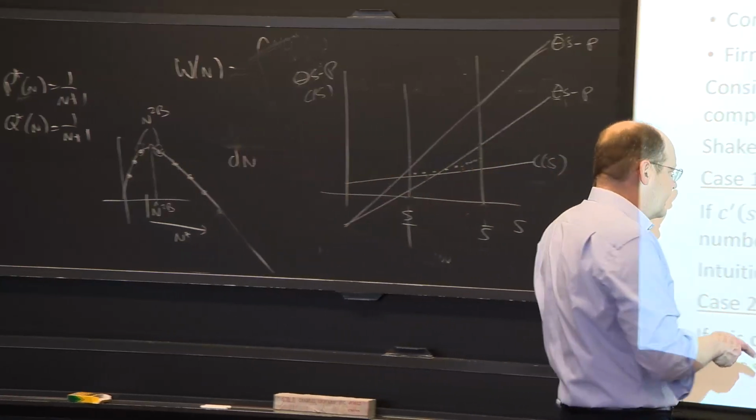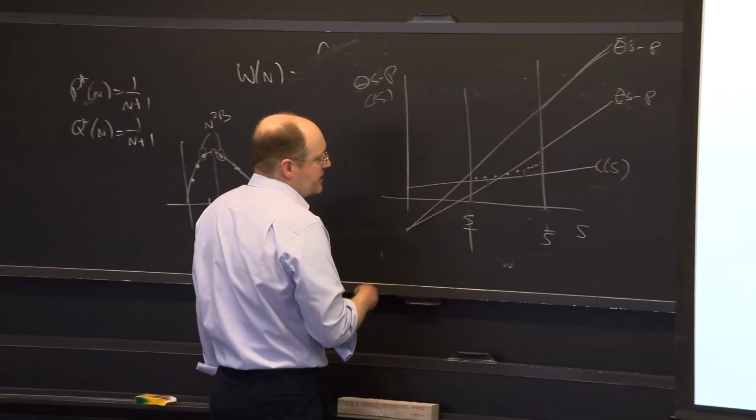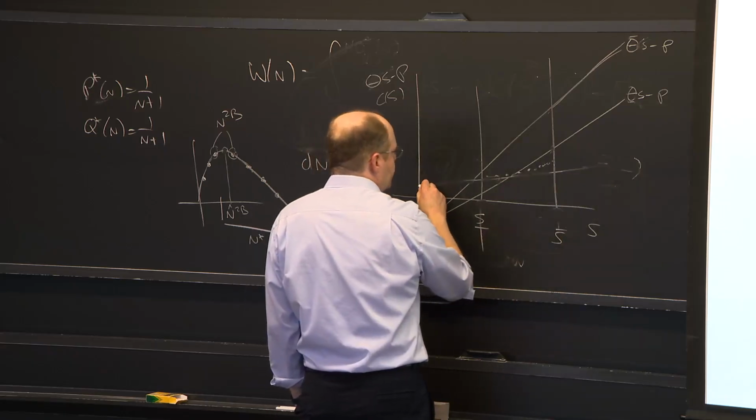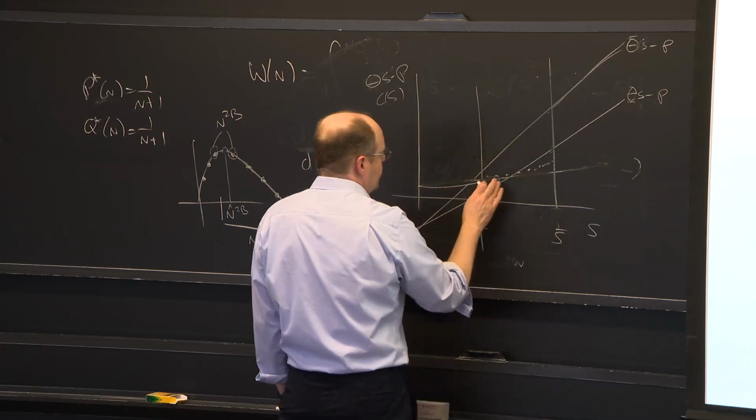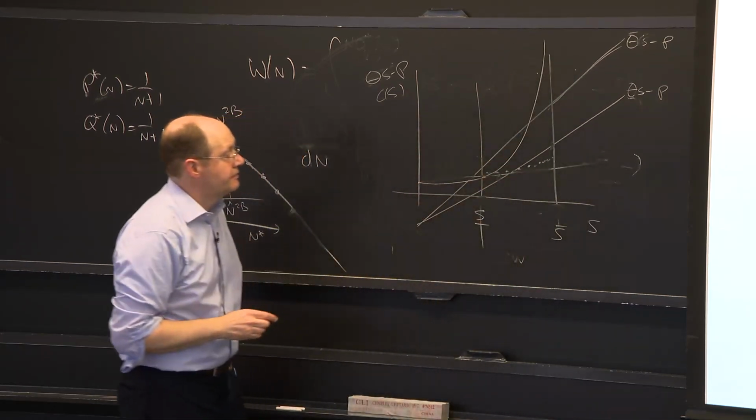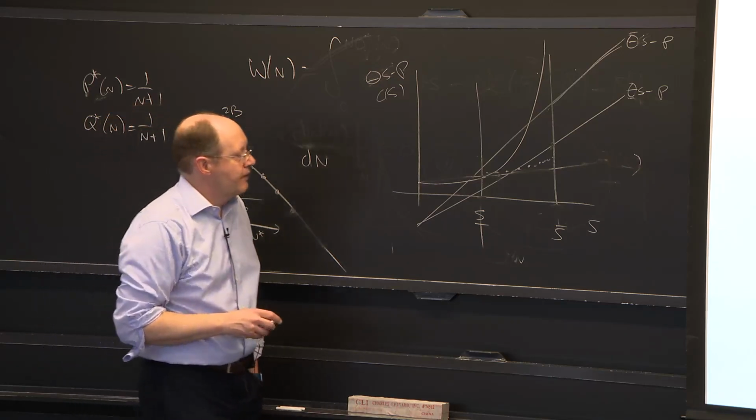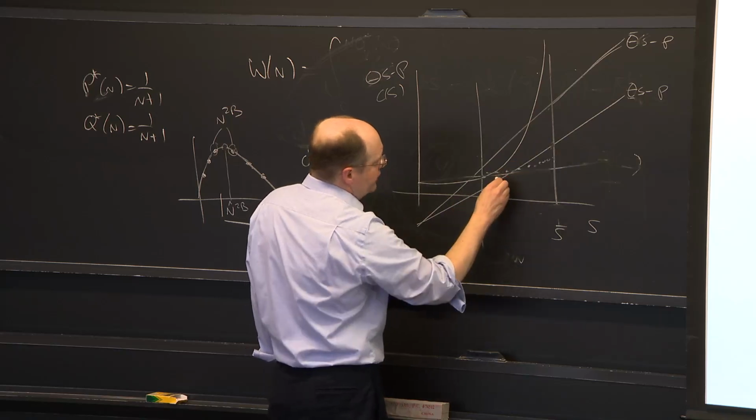And then the second case they talk about is the specialization case. The specialization case would be if you have marginal costs that look like this. Marginal costs are initially low, but then they shoot up like that. Okay. If the marginal costs look like this, what's efficient for the theta lower bar types?